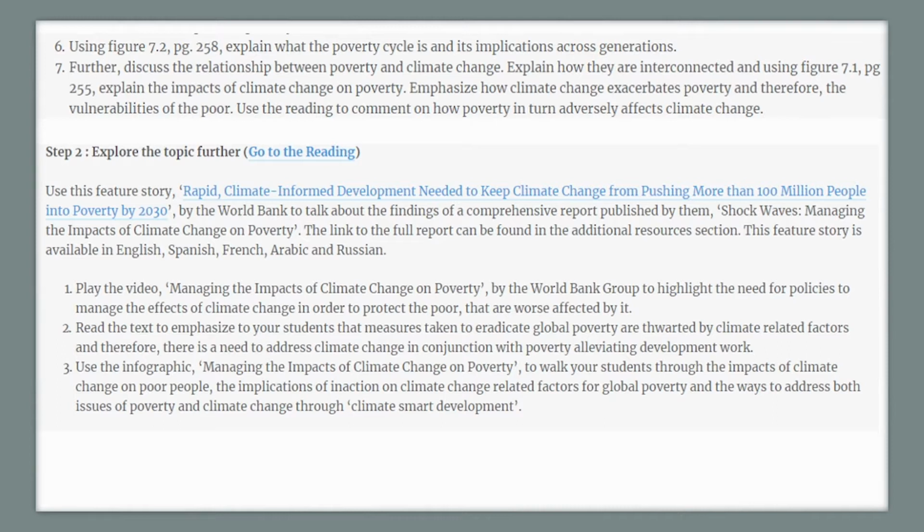This reading and specific parts of this reading will allow you to do so effectively by explaining the impacts of climate change on poverty. You can emphasize to your students how climate change indeed exacerbates poverty and therefore the vulnerabilities of the poor. Now you can have your students explore this topic further. They can use a feature story which is based on a report of the World Bank. This comprehensive report of the World Bank is titled Shockwaves: Managing the Impacts of Climate Change on Poverty.